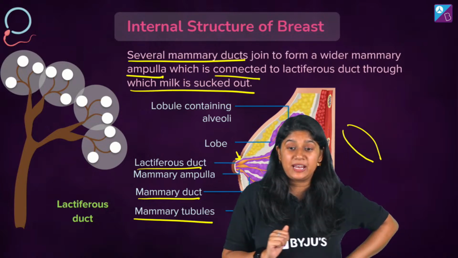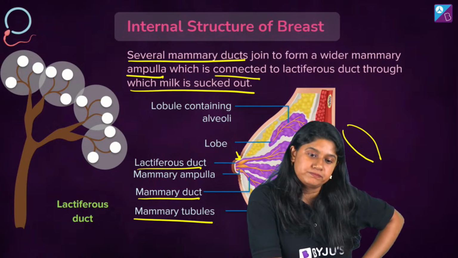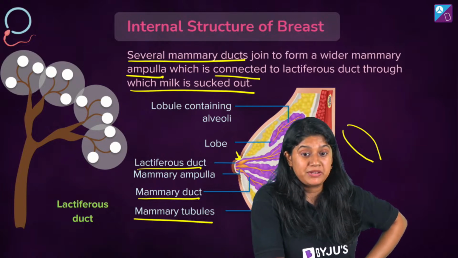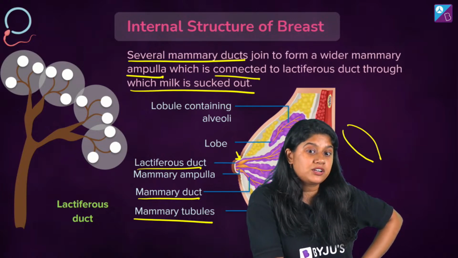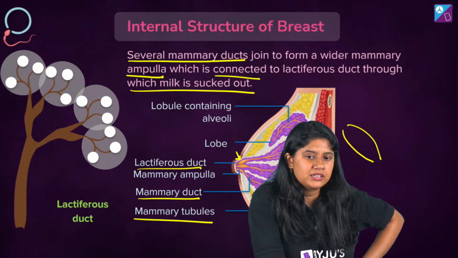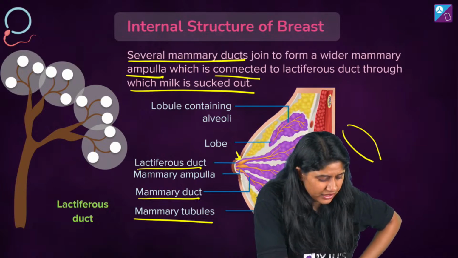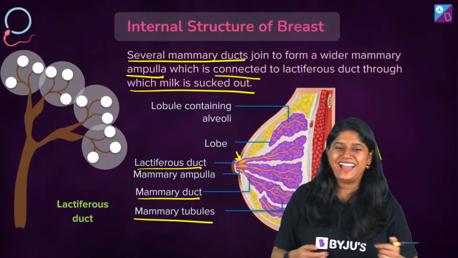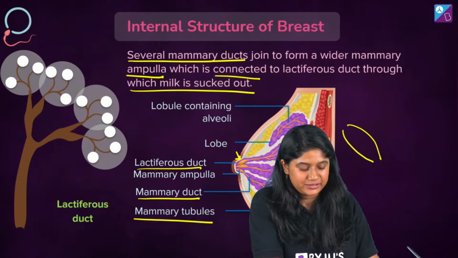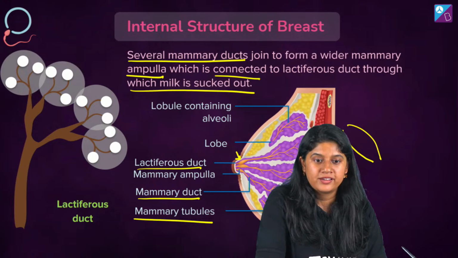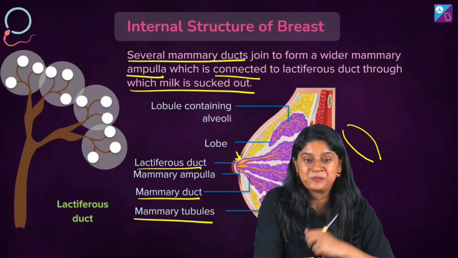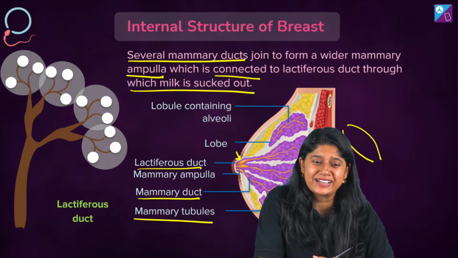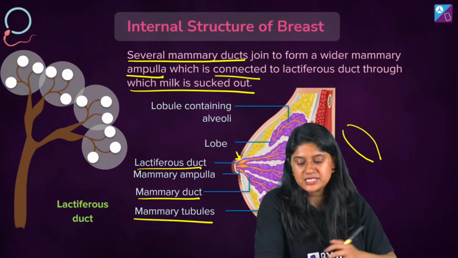Rajanya is helping us over here. Mammary tubules to mammary duct. Then mammary duct to mammary ampulla, and the lactiferous duct. Very good. So everyone, you can take a note over there. Easy peasy, absolutely correct, Captain Lucky.